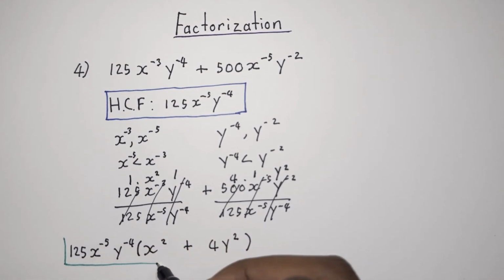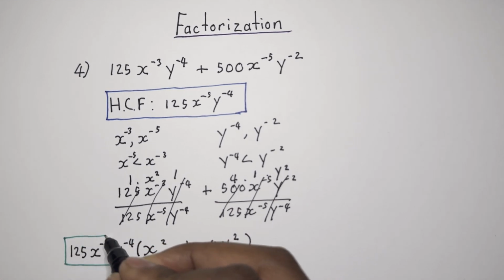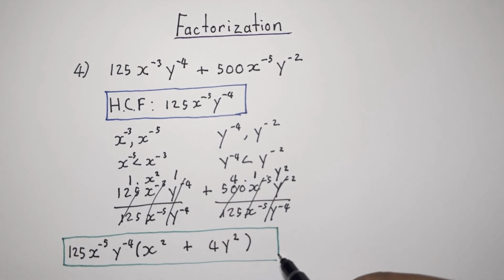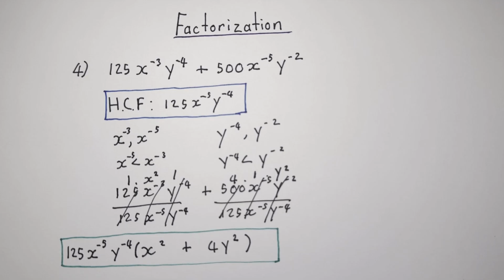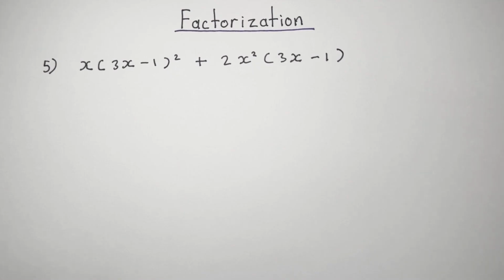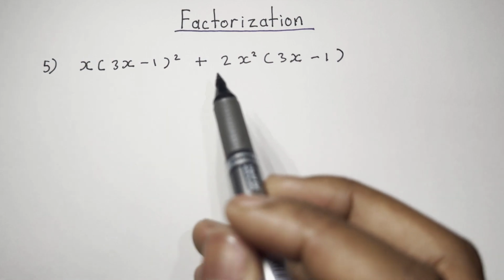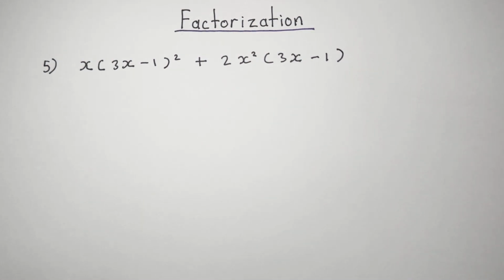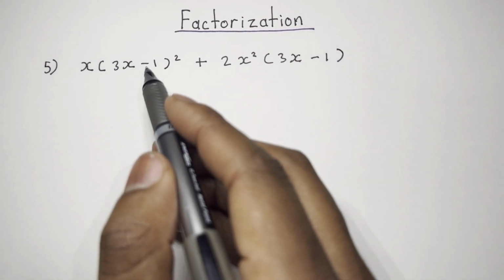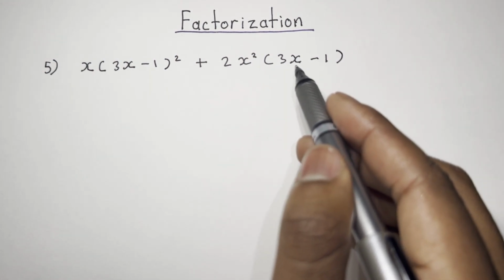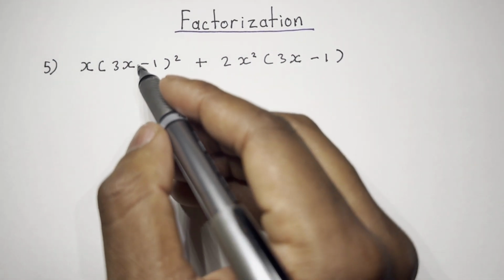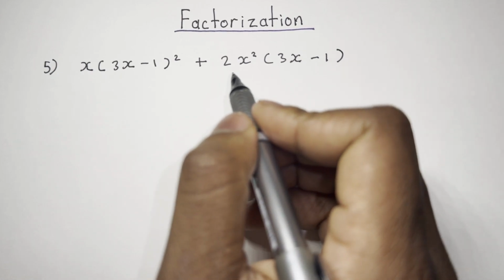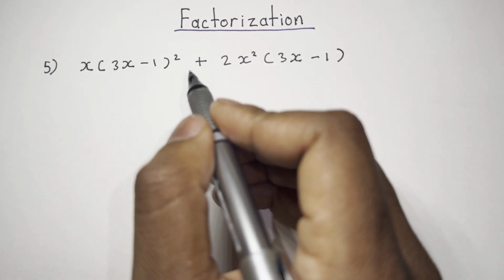So this is our answer. Now, let's look at this problem. And as we can see, it's quite different from the ones we have done before. We have a binomial here and a binomial here. So both sides have a binomial in common.